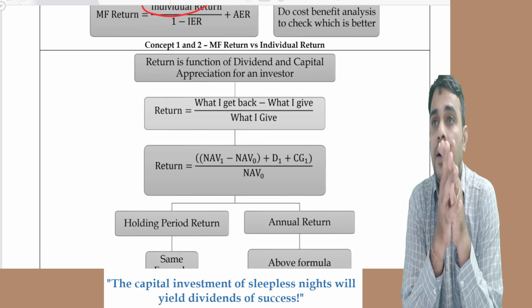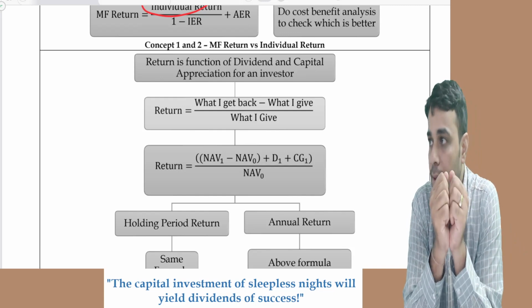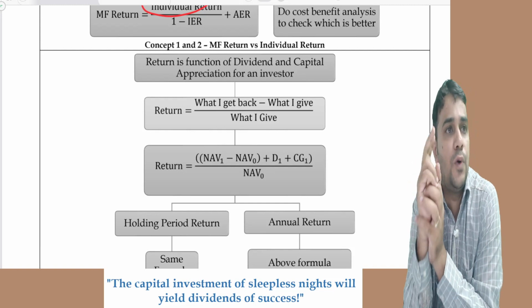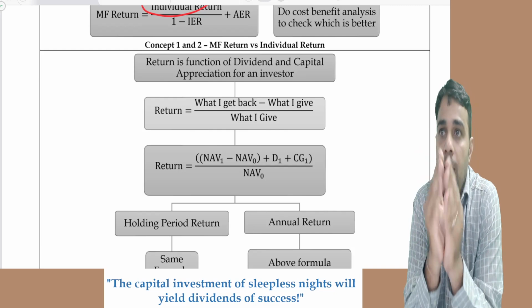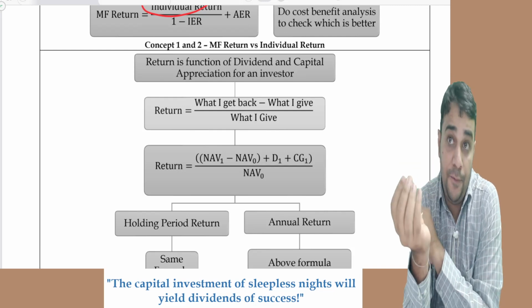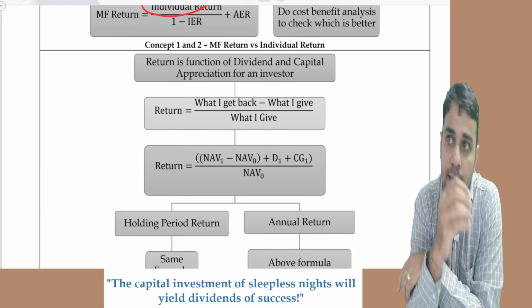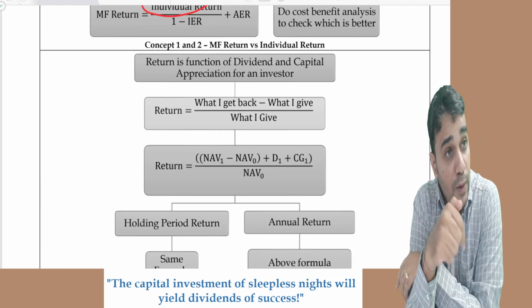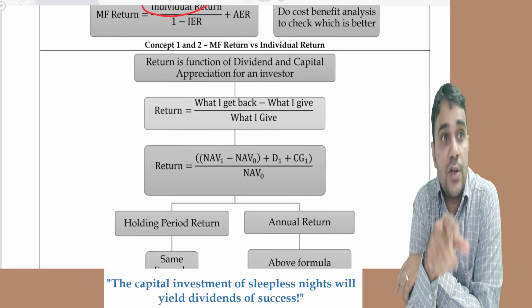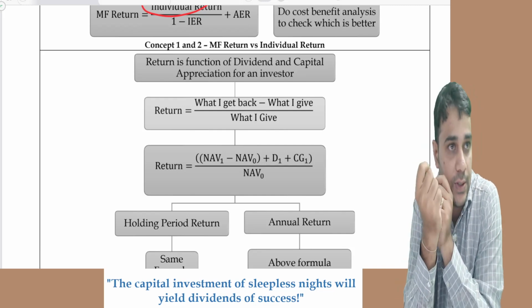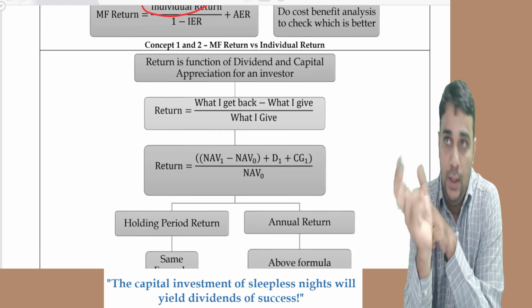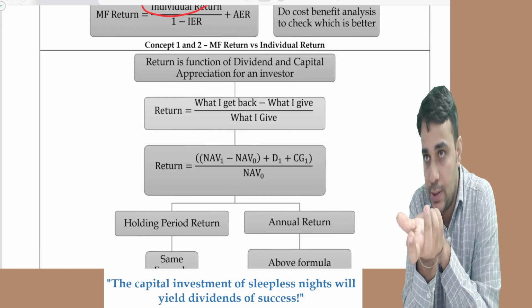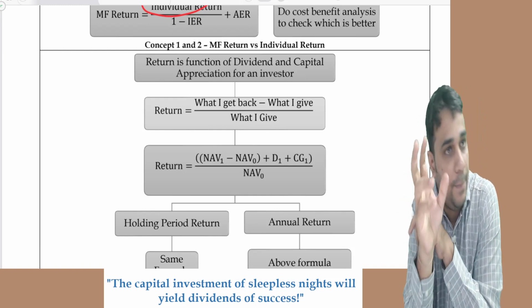Okay, return in a mutual fund. How do I calculate return in a mutual fund? Return is a function of two things, dividend and capital appreciation. Anybody who earns a return in a financial investment, it is dividend and capital appreciation. If you invest in a property, return is a function of rent and capital appreciation. If you put it in a fixed deposit or in a bond, interest and capital appreciation. So here it is dividend and capital appreciation.